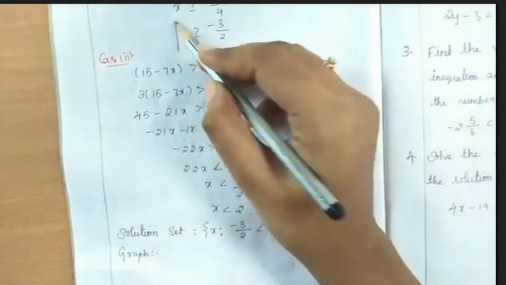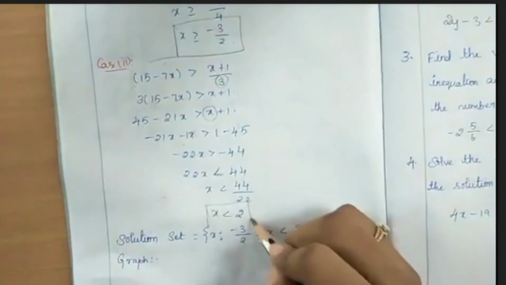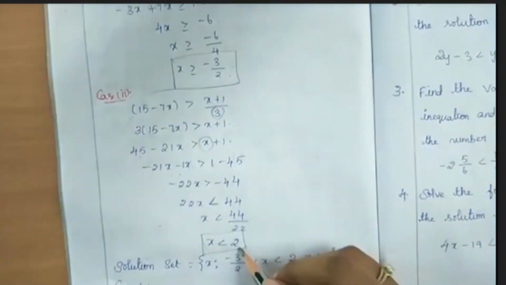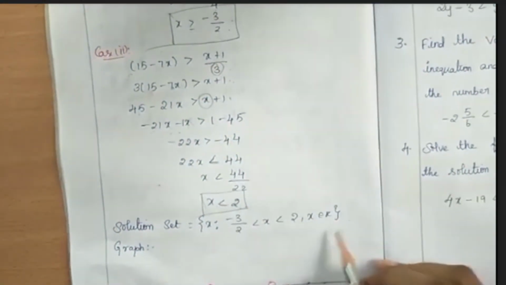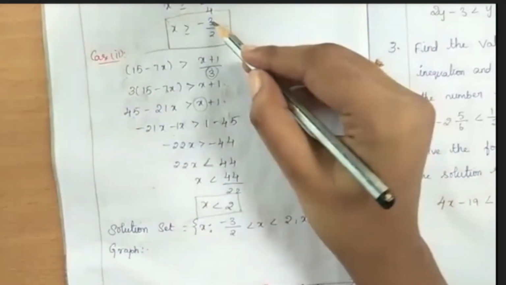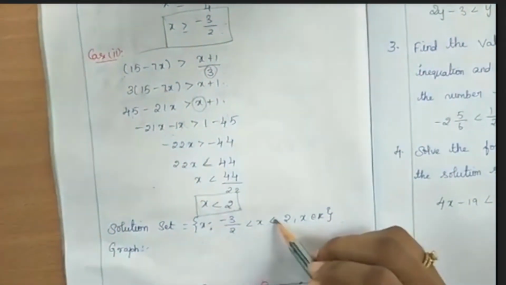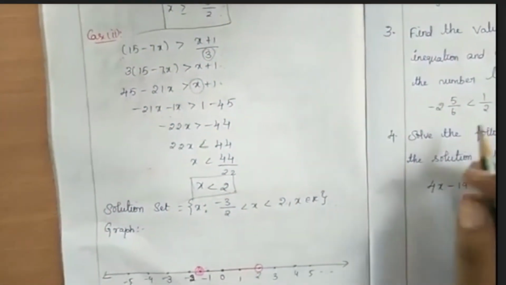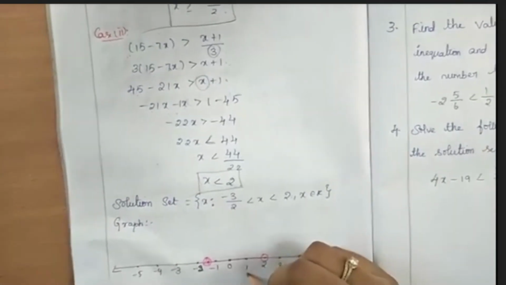Here I got two solutions, right? x is greater than or equal to minus 3 by 2 and x is less than 2. Now what will be my solution set? x is such that minus 3 by 2 is less than or equal to x, less than 2, where x belongs to the real numbers. As usual, we have to draw the number line.